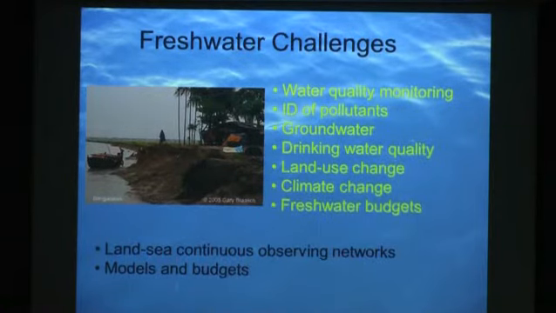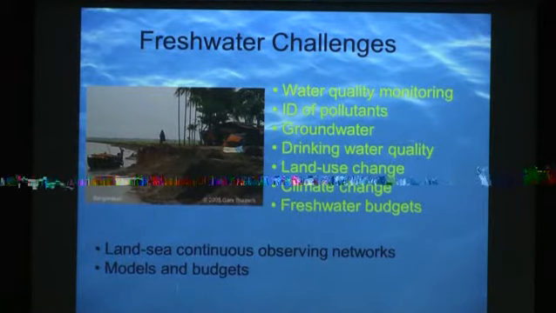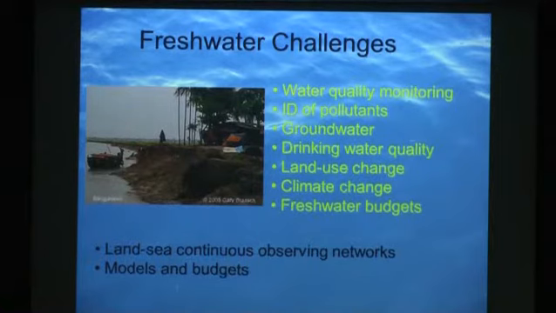I think I took that out. I'm not sure. You can also look at optical brighteners that they use in detergents. One of the students that Pam and I had together developed an underway in situ method for that. We're looking at groundwater input and mixing, drinking water quality, land use change.